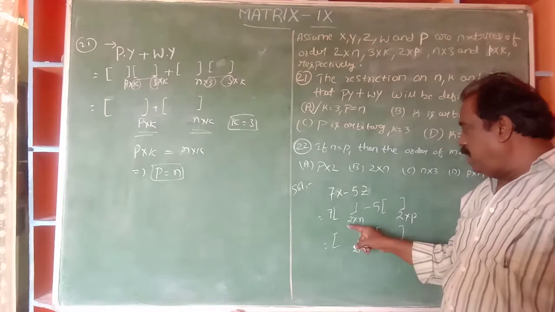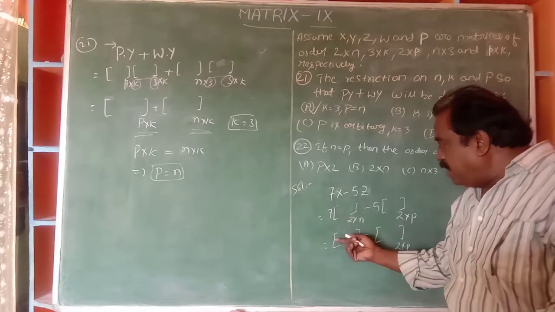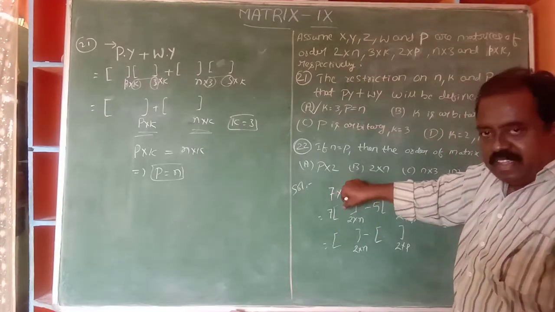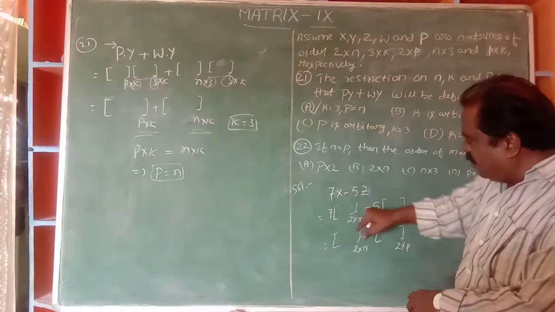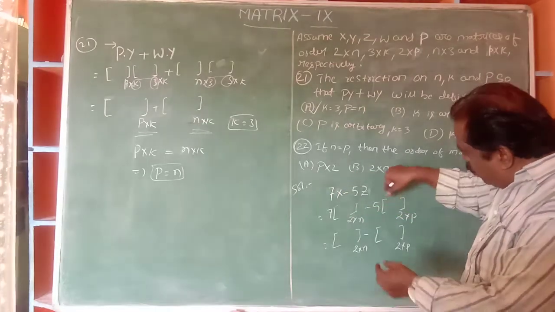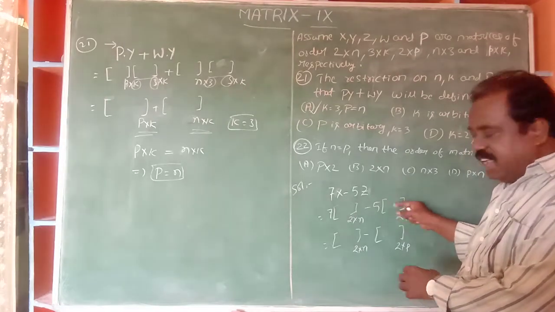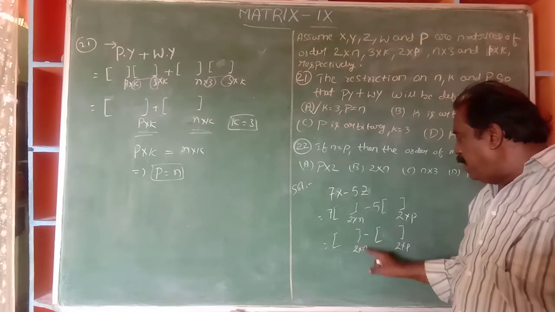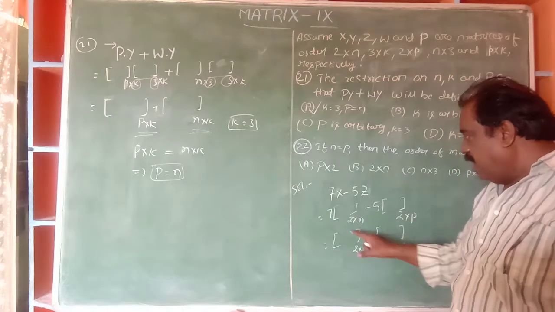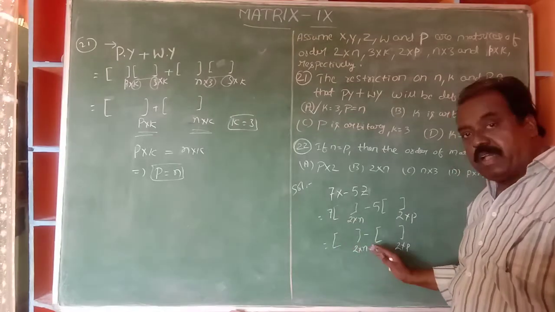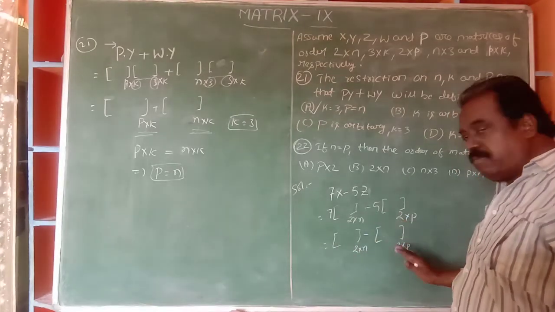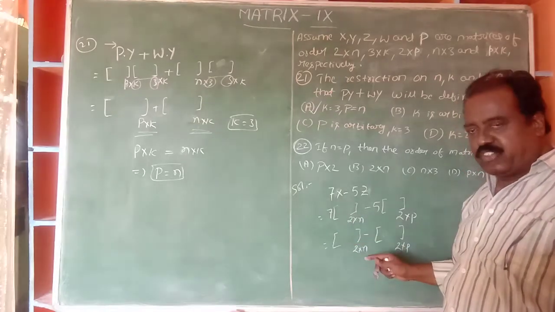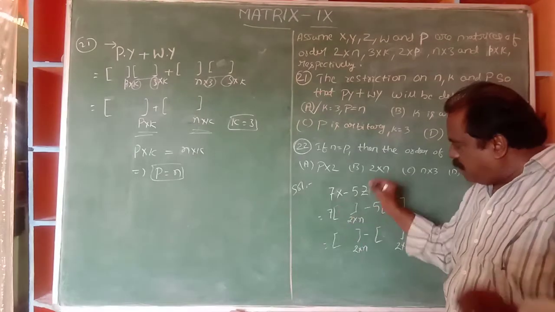You may have some doubt: where are 7 and 5? They multiply the elements of the matrix, going inside and multiplying each element. That is not necessary to show, but the rows and columns will not change. It is 2 by n and 2 by p only. It is not 7 twos, 14 by n, or 5 twos, 10 by p. That is wrong. It only multiplies the elements, but the rows and columns must remain the same.